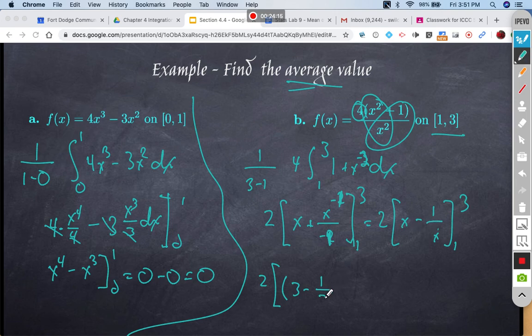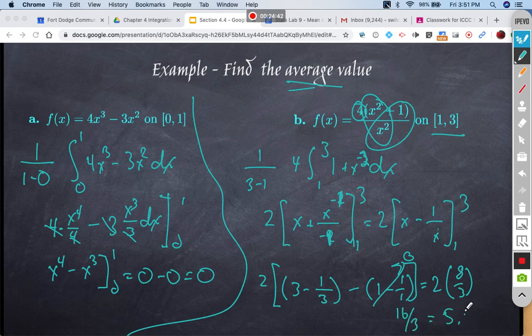So this is 3 minus 1/3. We plug in 1, we get 1 minus 1 over 1. 1 minus 1 over 1 is 0. So this is going to give me 2 times 3 minus 1/3, which is going to be 8/3. So I get 16/3, which is 5.3 repeating.